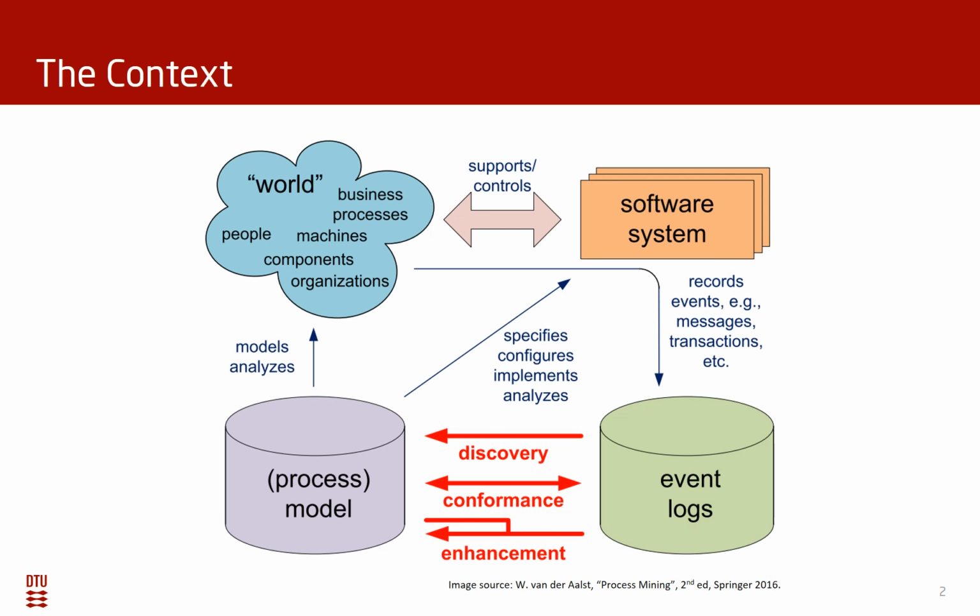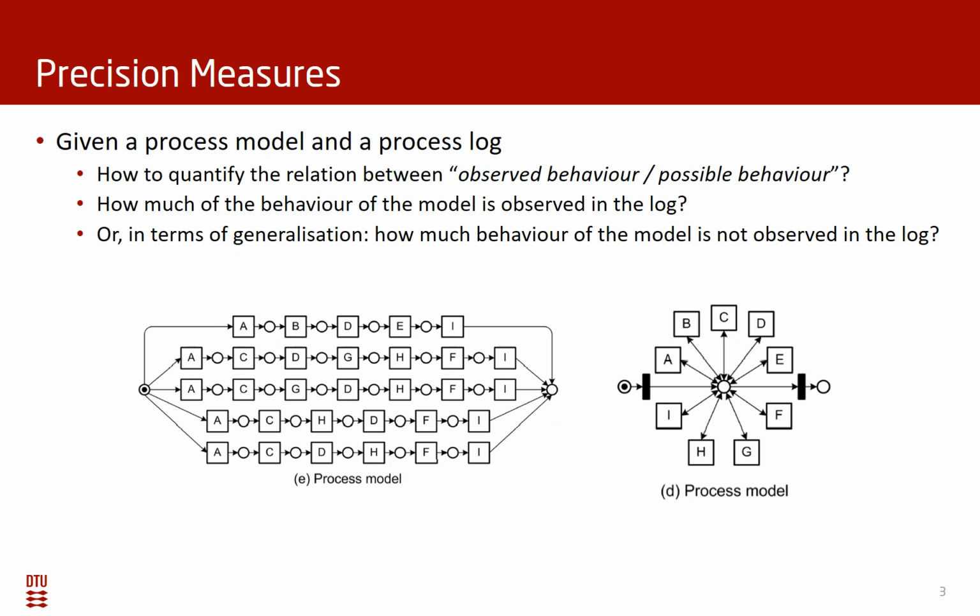One of the quality dimensions that belongs to the conformance level is the precision. Precision measures try to establish the relationship between the observed behavior, so the behavior in the log, and the possible behavior, so the behavior that is in the model. In other terms, with the precision measures, we want to capture how much of the behavior that is in the model is actually observed in the log.